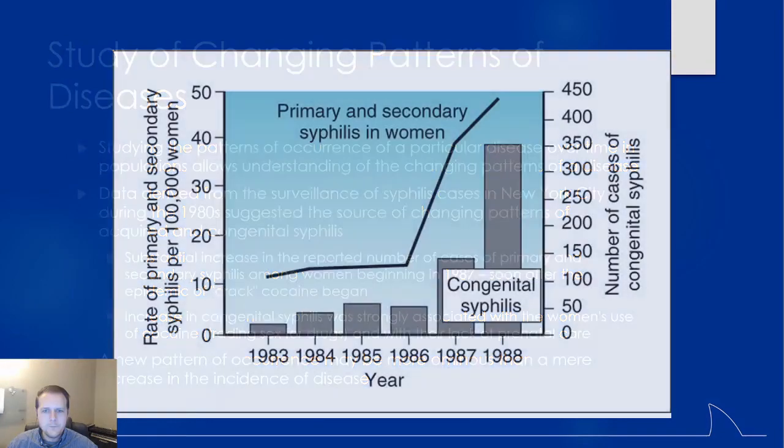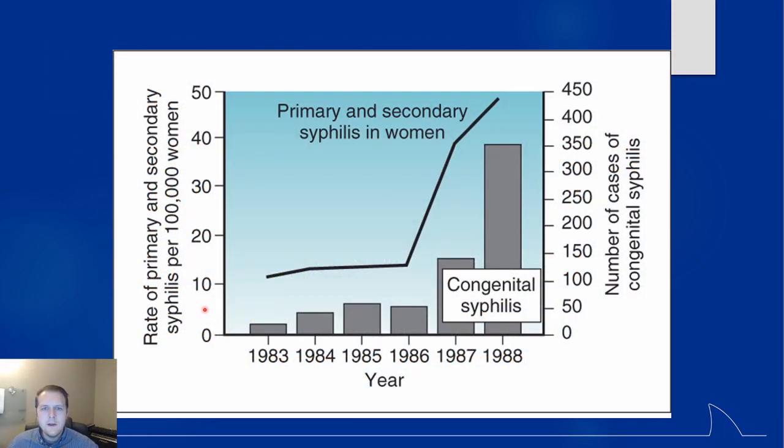For instance, here you can see this black line is primary and secondary syphilis in women, and then they noticed congenital syphilis rates here, these gray bars. And again, right around 1987, you start to notice a huge spike up here, and a lot of that was related back to the introduction of crack cocaine at that time frame.